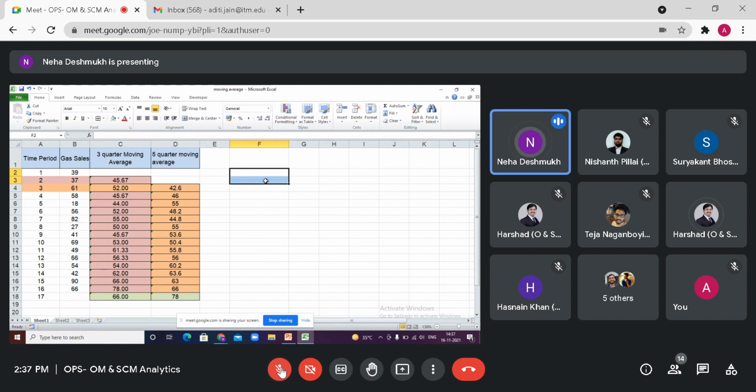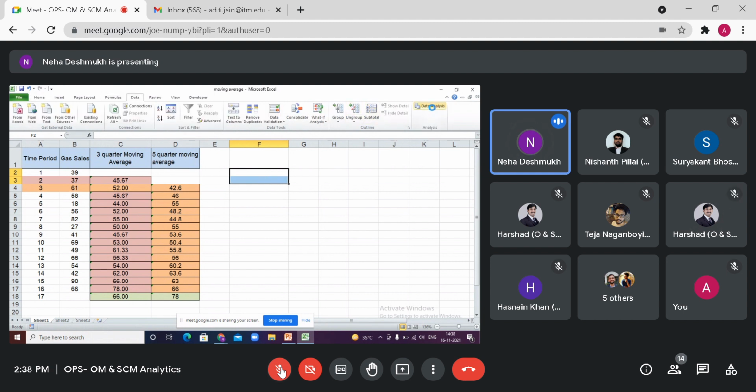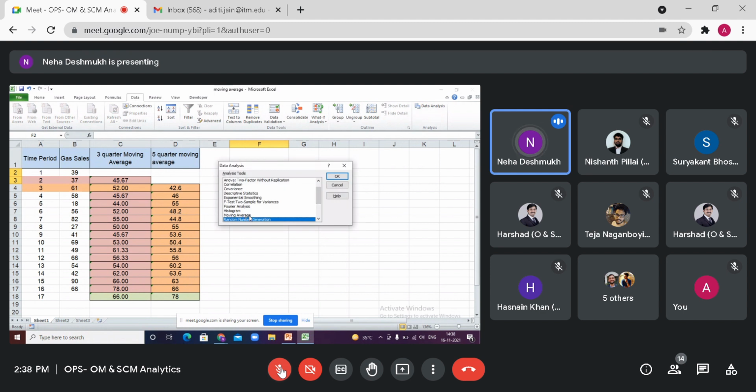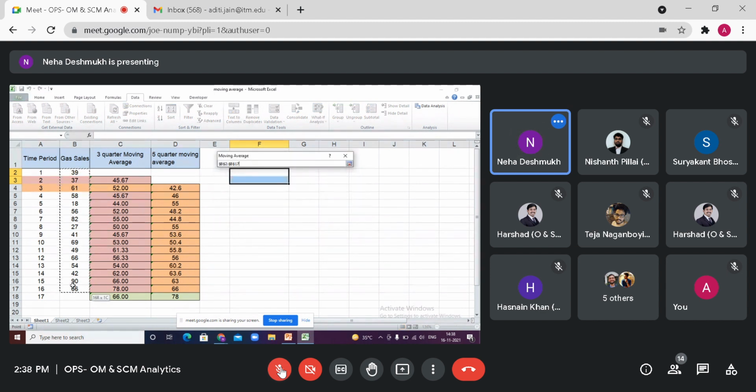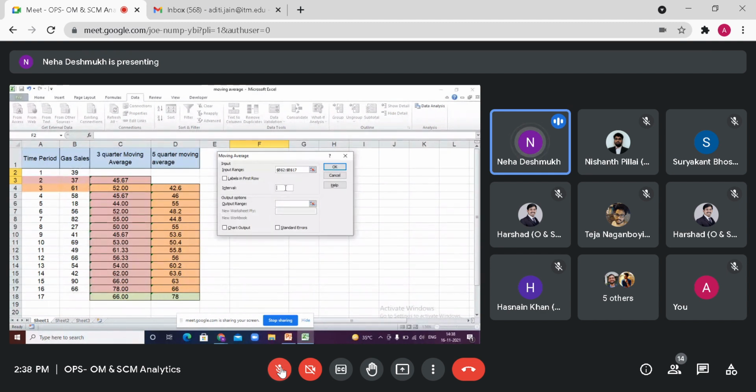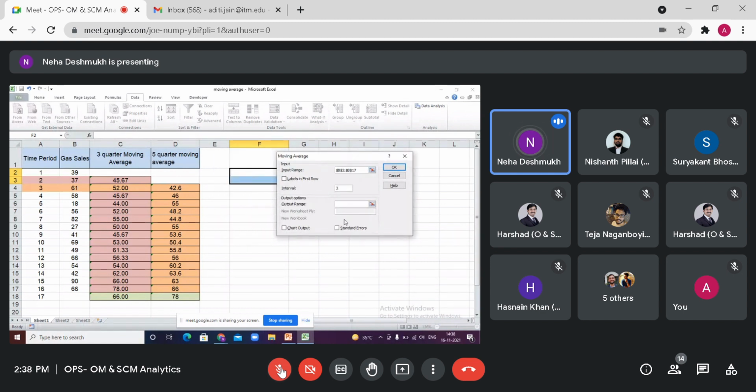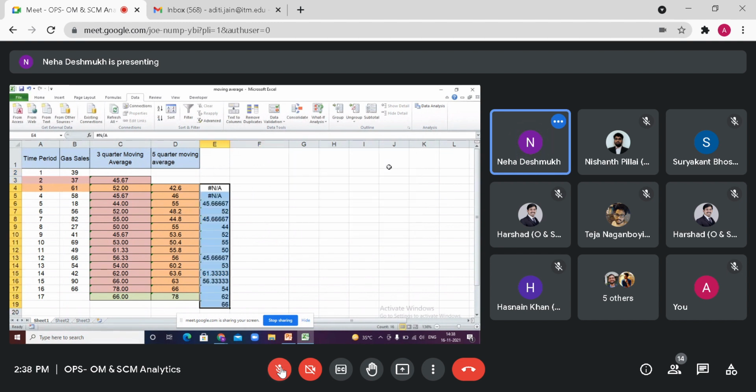The same thing you can calculate by the data analysis also, right? In Data Analysis, one function is there, moving average. Select that function and click OK. Select the input range. For the interval, we are calculating here a three quarter moving average. For the output range, select a cell where you want the output, suppose here, and click OK. You can copy this value and paste it from the second value.